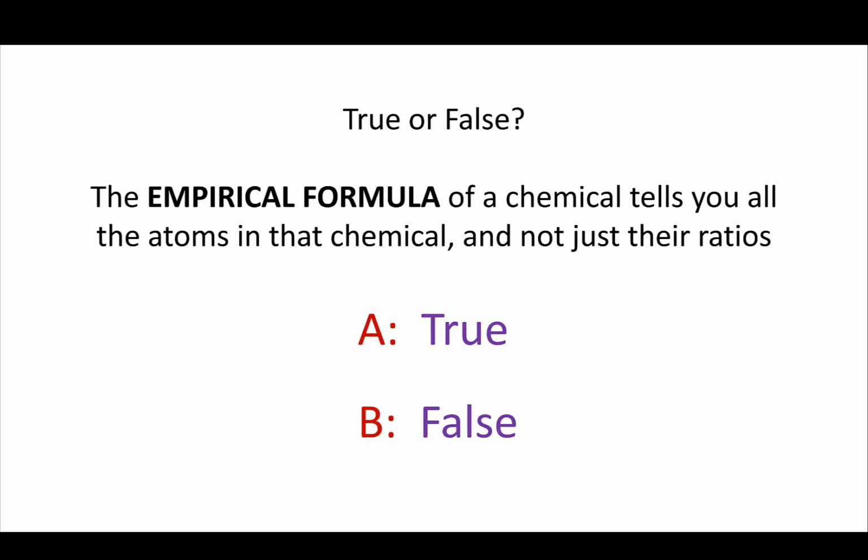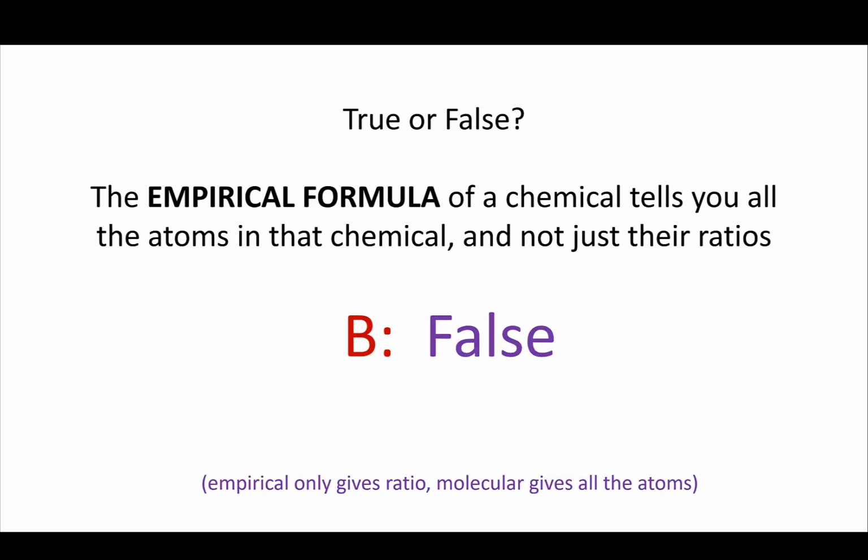So true or false? In an empirical formula, it tells you all the atoms in a chemical, not just the ratios. True or false, the empirical formula gives you all the atoms. Well, I just said it, that's actually false. The empirical formula only gives you the ratio. The molecular formula gives you all the atoms. So the empirical formula is just the simplest ratio. So you've got to know which one is empirical, the simplest version, and which one is the whole thing, the molecular version.